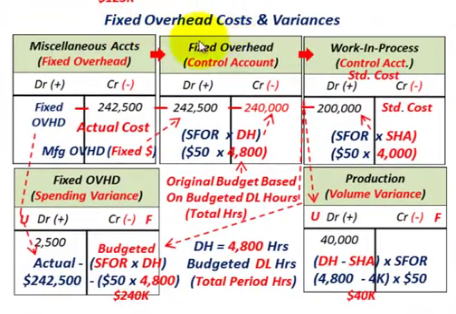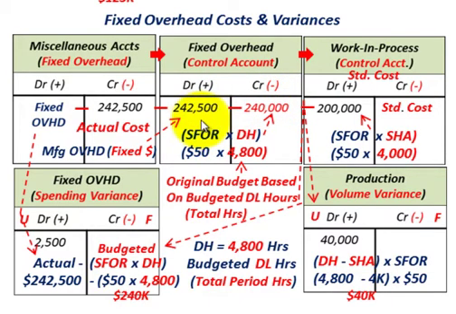Now let's look at our fixed overhead costs and variances. Normally this would go into the total manufacturing overhead account, but I've broken it out here for demonstration purposes. We take our actual fixed overhead cost of $242,500 and move it into the fixed overhead control account, and then it's going to go out of the fixed overhead control account at the standard cost. This is what we're really doing.